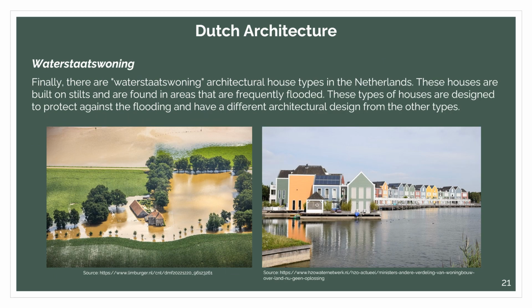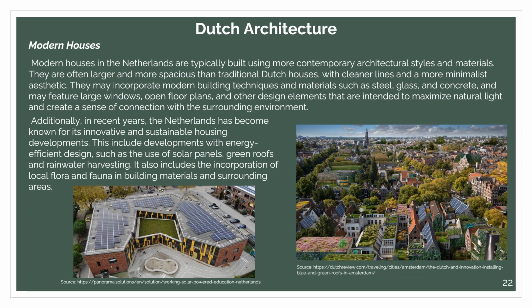Waterstand. Finally, there are waterstand architectural house types in the Netherlands. These houses are built on stilts and are found in areas that are frequently flooded. These types of houses are designed to protect against flooding and have a different architectural design from the other types. Modern houses. Modern houses in the Netherlands are typically built using more contemporary architectural styles and materials. They are often larger and more spacious than traditional Dutch houses, with cleaner lines and a more minimalistic aesthetic.